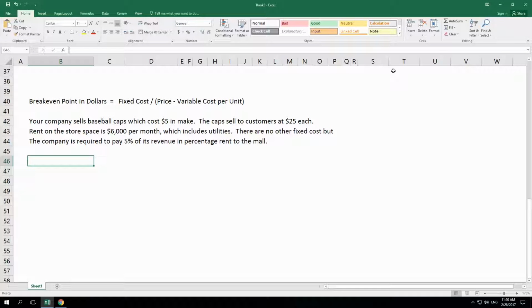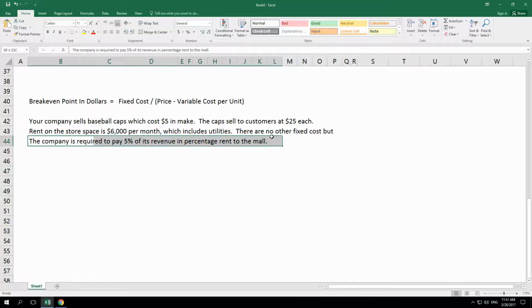When you get a problem like this, you have to fish out what's variable and what's fixed. It's a real simple problem. I threw a minor complexity into this with the 5% percentage rent that you pay to the mall. A lot of times malls do that. It's probably not going to be that straightforward. Sometimes it's 5% on everything after $1,000, or on anything beyond a certain revenue figure. But we'll just do it this way.